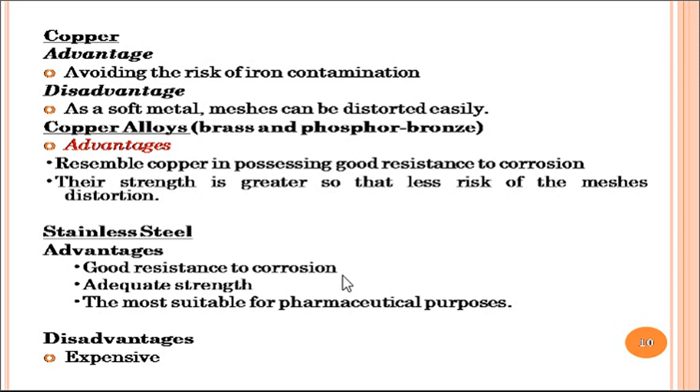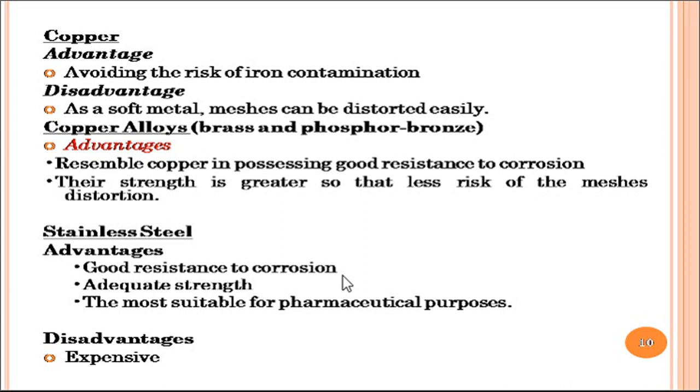Copper alloy can be used, where brass and phosphorus bronze can be added and will make it more tensile. It has a similar appearance and will also resist corrosion. The strength is greater, so there is less risk of mesh distortion.